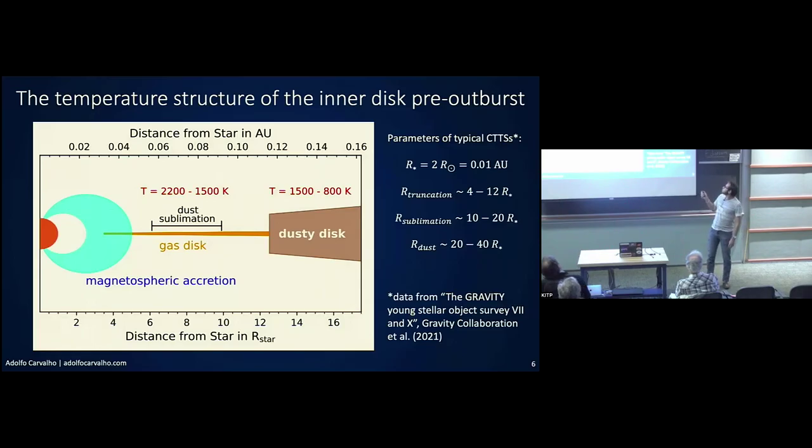But for reference, the star is about 2 solar radii typically. You go a few stellar radii out and you hit the magnetic truncation radius, where the magnetosphere is able to withstand and balances out the pressure from the accretion flow. Then there's some gas disk, the extent of which depends on the stellar type and so on. You hit dust sublimation, then you have your dusty disk.